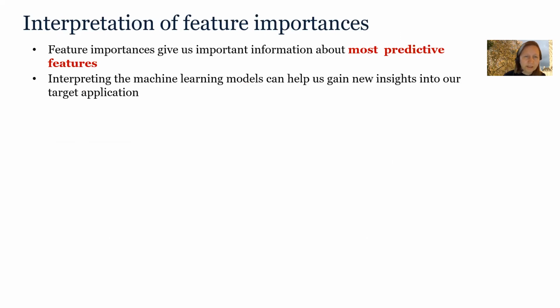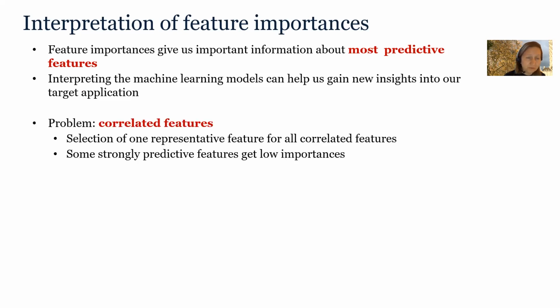So one last thing I want to discuss is interpretation of feature importances. So feature importances give us information about most predictive features. And if we interpret the machine learning models that we managed to train for our biomedical applications, we can gain new insights into these applications, which features actually matter for prediction, for example. But can these feature importances be directly used to draw conclusions? So unfortunately, there is a problem with this.